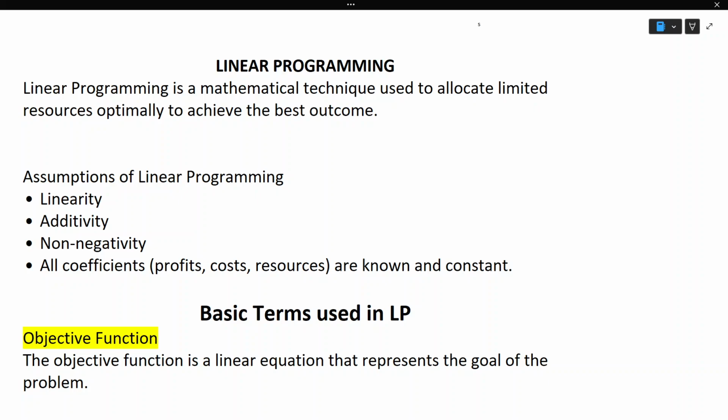And what is linear programming? Linear programming is a mathematical technique used to allocate limited resources optimally to achieve the best outcome. All right, there are some assumptions we need to make for the linear programming problem.